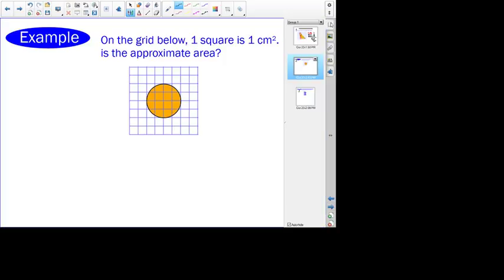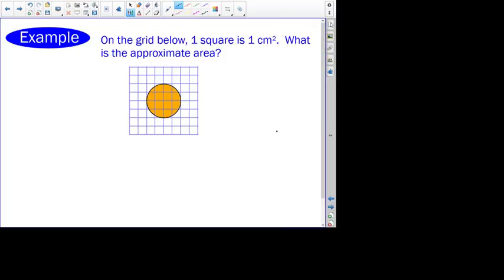Coming up next, on the grid below, 1 square represents 1 centimeter squared. What's the approximate area? So again, what we're going to do is count the number of complete squares. So here's a complete square, here's a complete square, here's a complete square, and there's a complete square. So we know we have 4 complete squares for sure.